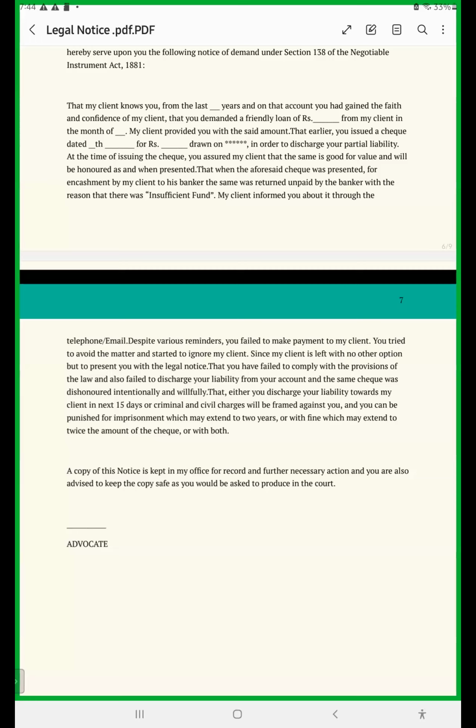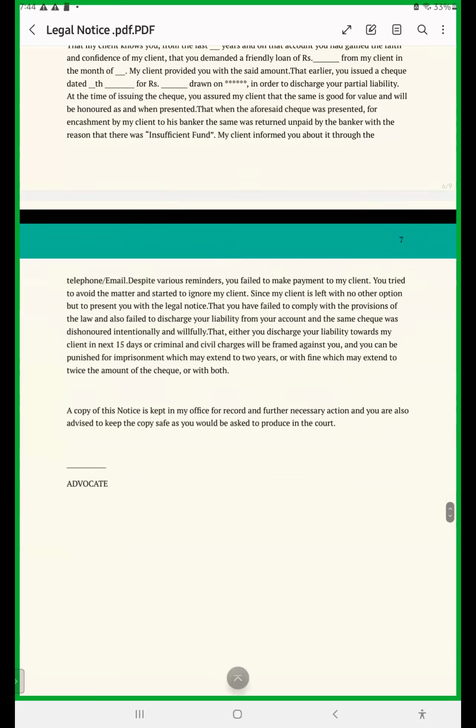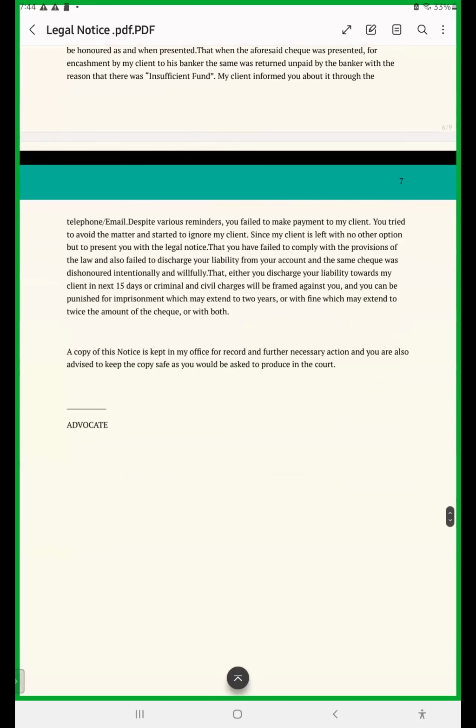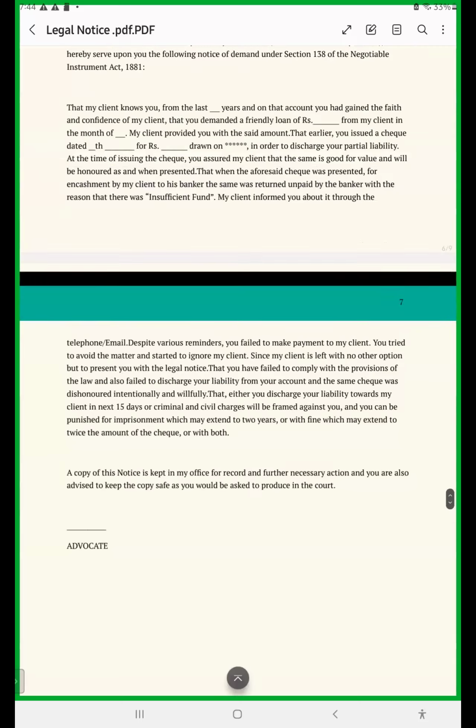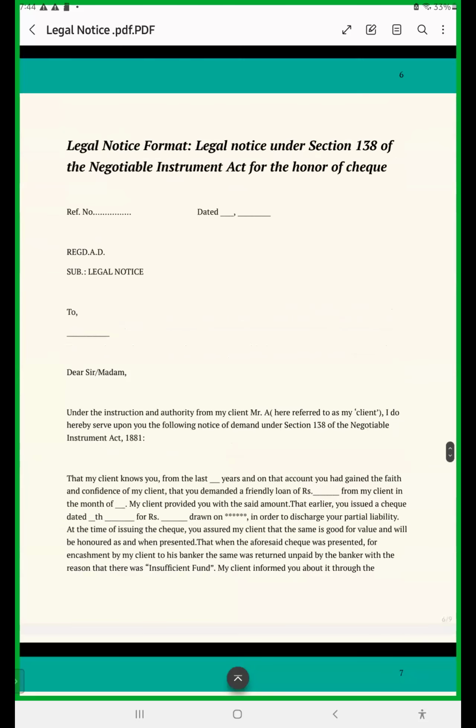Okay, again we are writing an affirmation that a copy of a notice is also attached over here for the record, for the procedure in the court, and again the stamp and signature of your advocate. Stamp is optional, but most of the lawyers have their own stamps. So: name, signature and stamp.